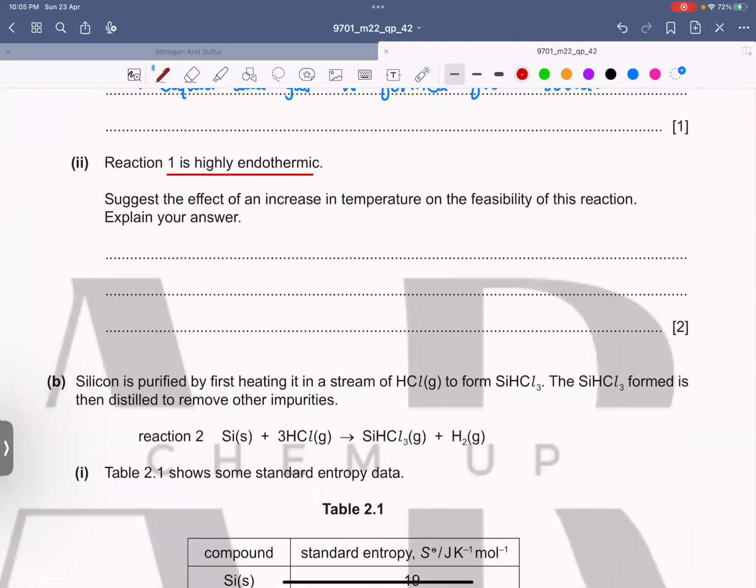Reaction 1 is highly endothermic. So what is the effect of an increase in temperature on the feasibility of this reaction? Explain your answer. Okay. So if you rewrite the equation over here, it gives the free energy equation. See over here, this value is positive, entropy is positive. If the temperature is raised, then this T delta S term becomes more negative, and as a result the whole value would be negative and the reaction gets more feasible, right?